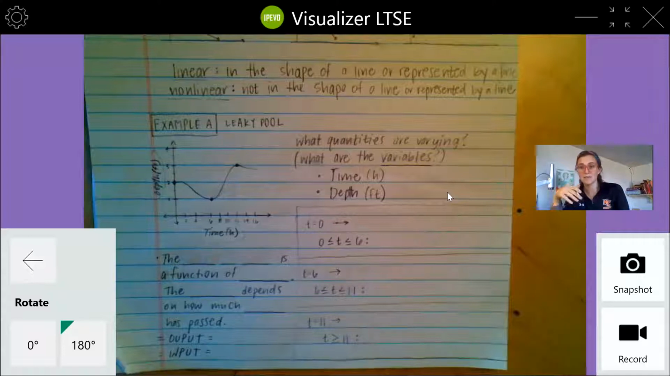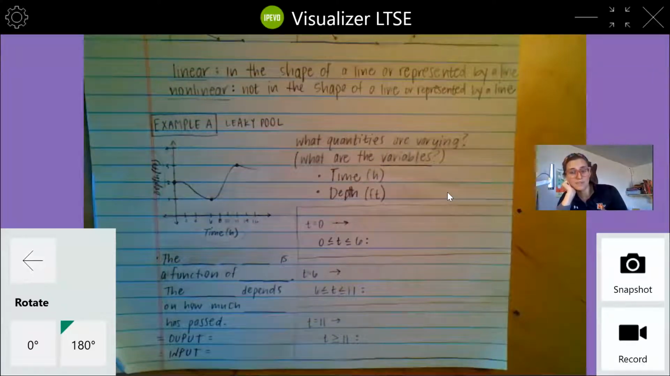So we have the depth and we have the time. Think about, can you control time? Can you make it go faster or slower or backwards or forwards? Unfortunately, no. I don't think so, unless you have superpowers that you haven't told me about. But what about the depth of the pool? Is that controlled by something? Is that dependent on something? Yeah, it is.